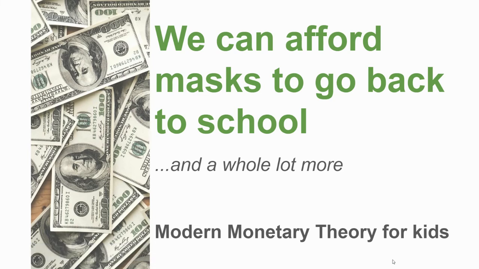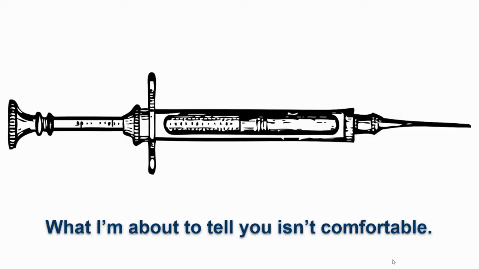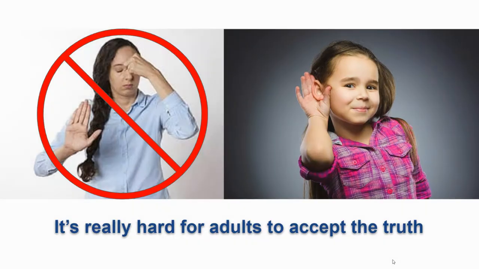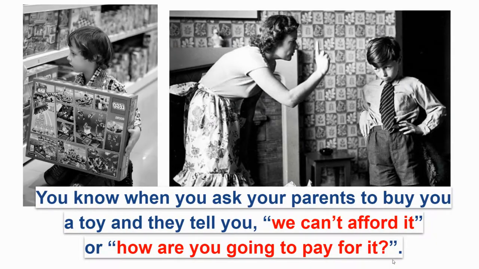We can afford mass to go back to school and a whole lot more. This is modern monetary theory for kids. What I'm about to tell you isn't comfortable, but it's really hard for adults to accept the truth, so I'm relying on you. You know when you ask your parents to buy you a toy and they tell you, we can't afford it, or how are you going to pay for it?